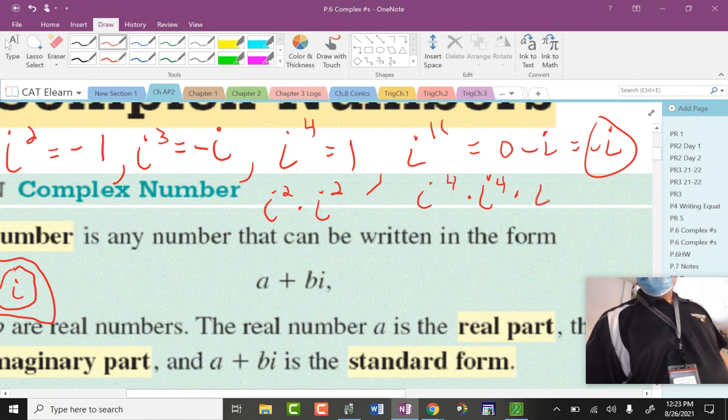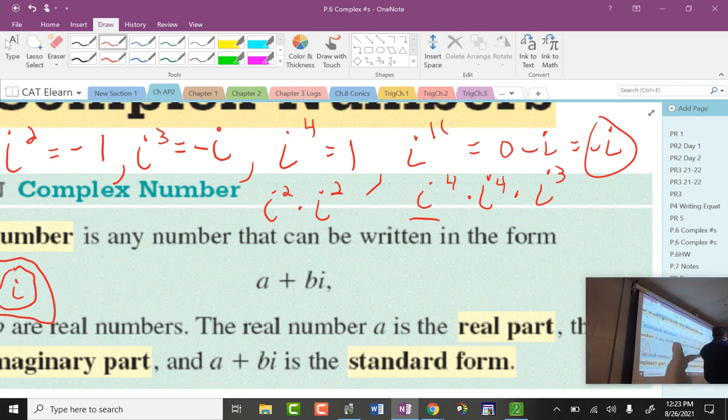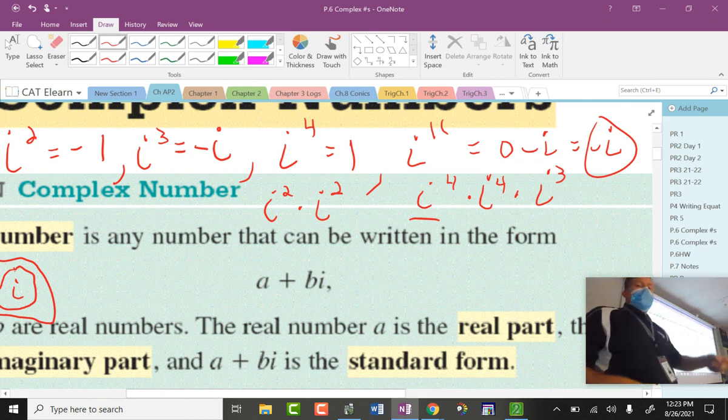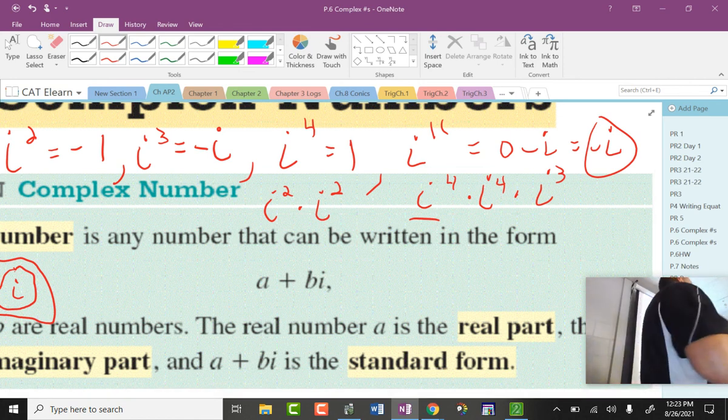And then i to the 3rd left over. Everybody, what's i to the 4th? That's sitting here on the screen. What's i to the 4th? 1. What's i to the 3rd? Negative i. That's how we got negative i. i to any power is either going to be 1, i, negative 1, or negative i. It's a cyclical thing. So that's kind of explaining the calculator too.